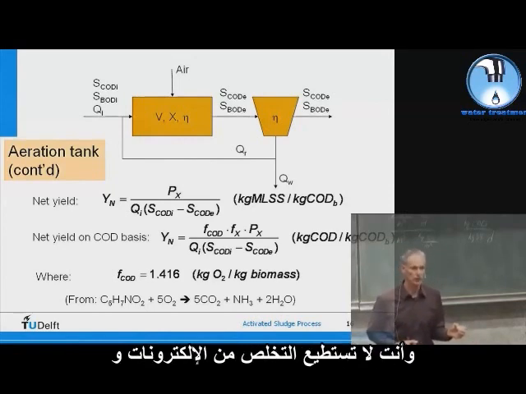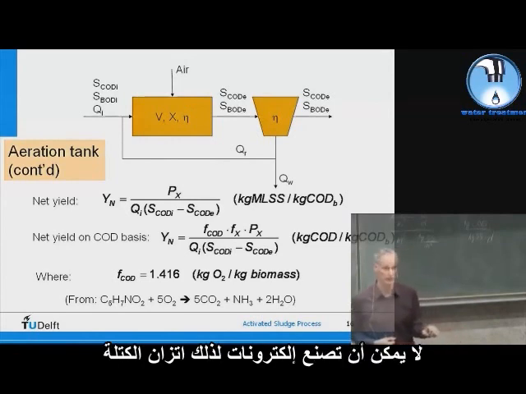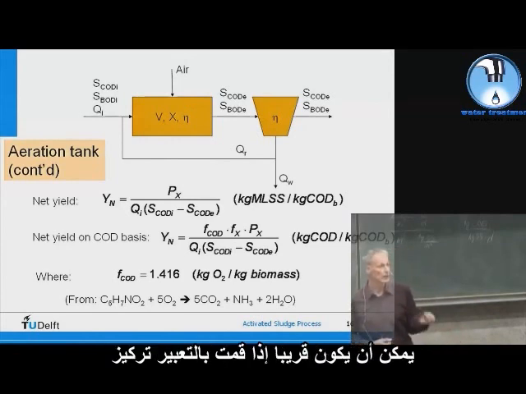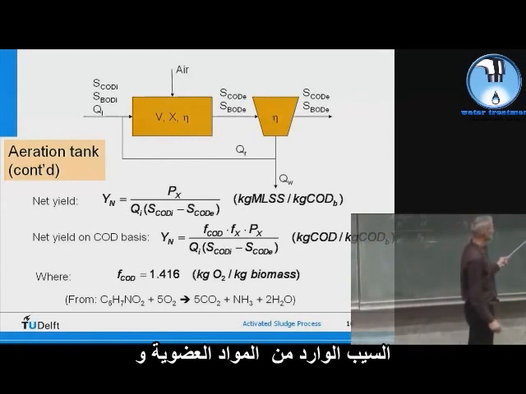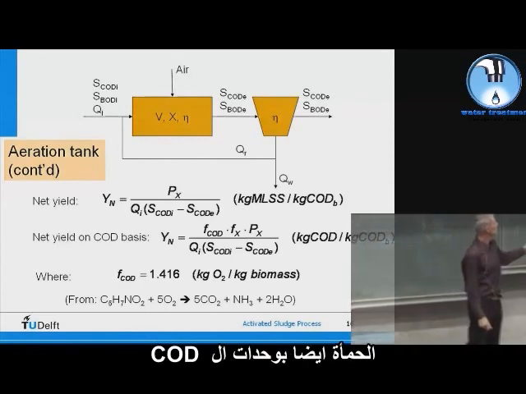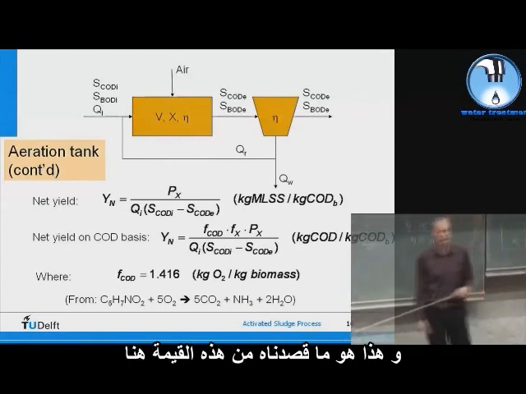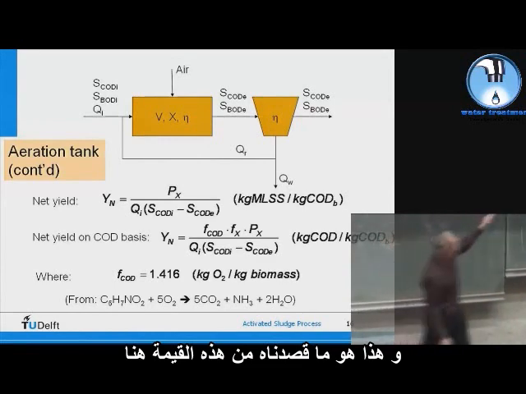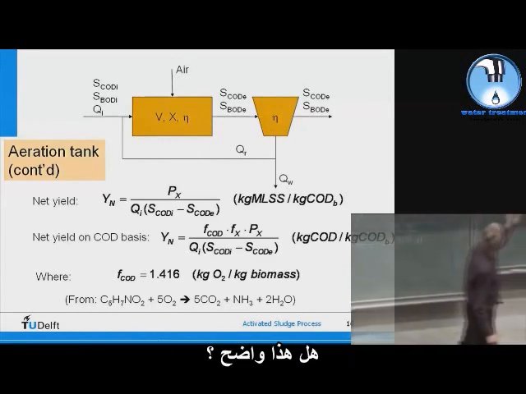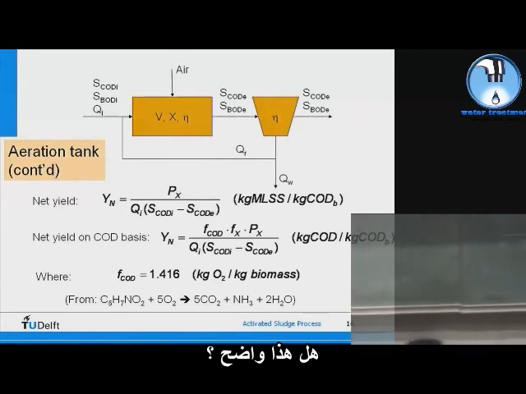And you cannot get rid of electrons. You cannot make electrons. So a mass balance can be closed if you express influent concentrations of organic material and sludge as well in terms of COD. And that's what we mean with this value here. Is that clear? More or less?